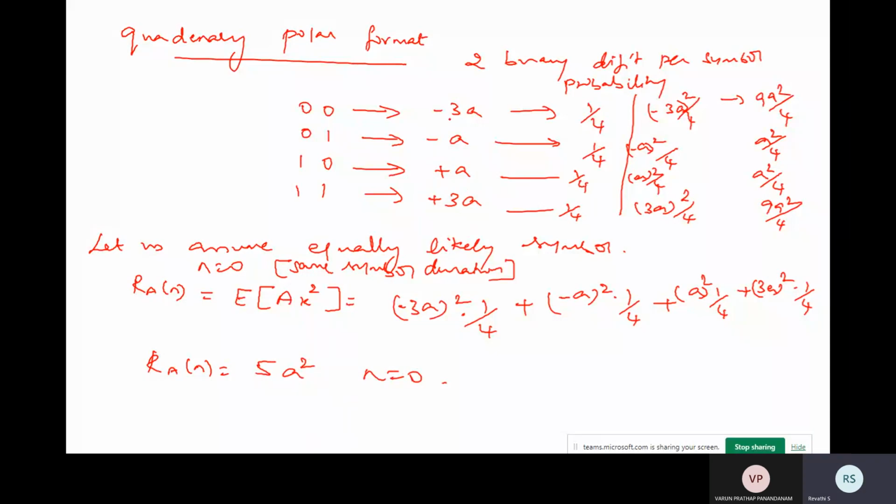Maybe both may be minus 3a, or one may be minus 3a with minus a, or one may be minus 3a with plus a, or another may be minus 3a with plus 3a. Like this, as you have 4 basic symbols, you will have 16 different combinations. So you can write the 16 different combinations like this: symbol combinations, and then level, and then you can find the probability.